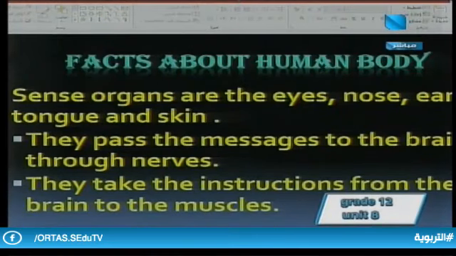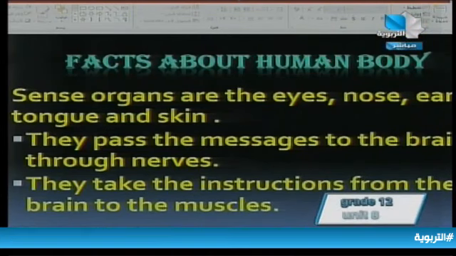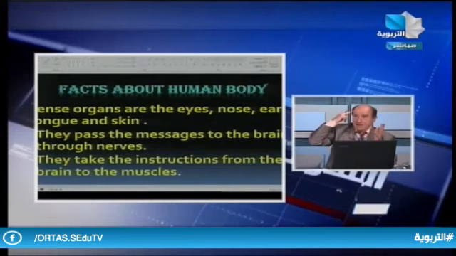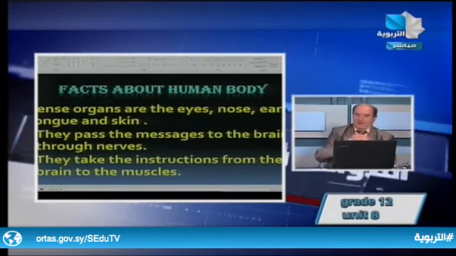So messages are carried from the brain through the body by nerves, in the form of tiny electrical impulses. Very nice. What else? Also, they take the instructions from the brain to the muscles. Yes. Right. Very nice.